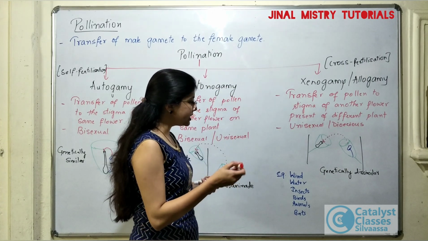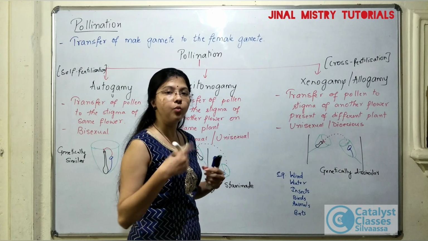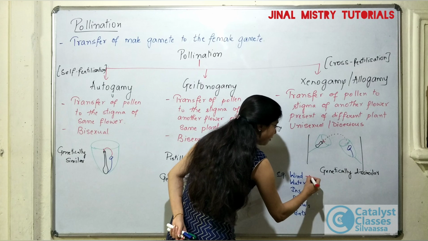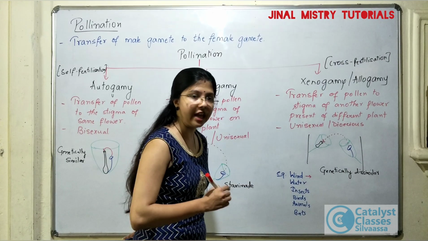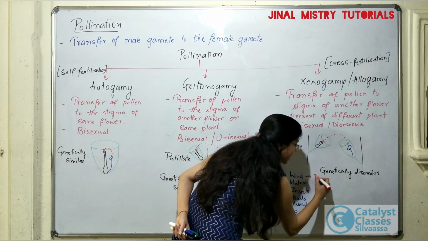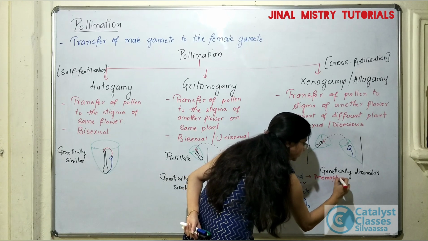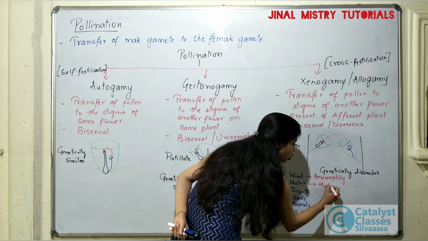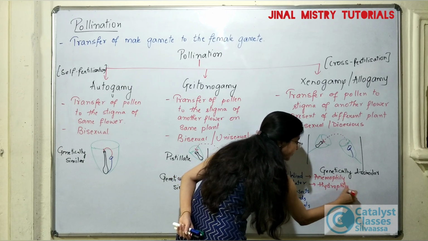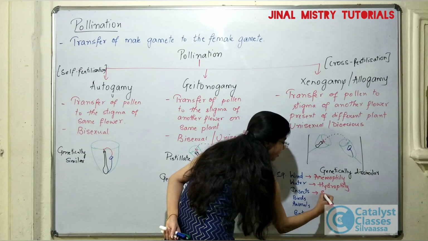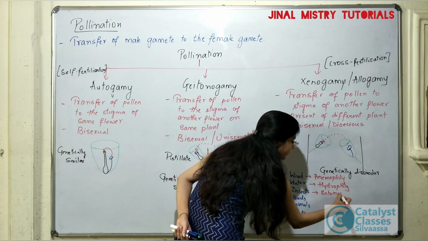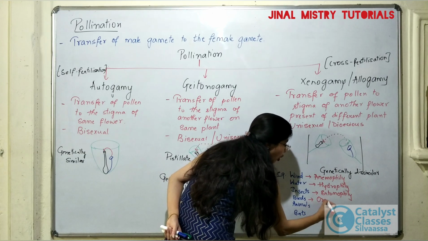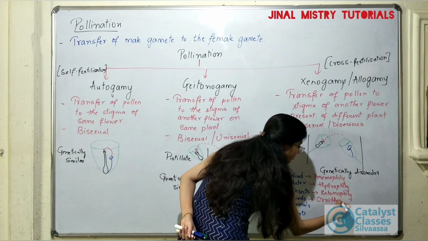Now let us study what exactly the process of pollination is called if these agencies are involved. For example, if the wind is acting as a pollinating agent, then it is called anemophily. If water acts as an agency, it is called hydrophily. Insects, it will be called entomophily. Birds, it is called ornithophily.